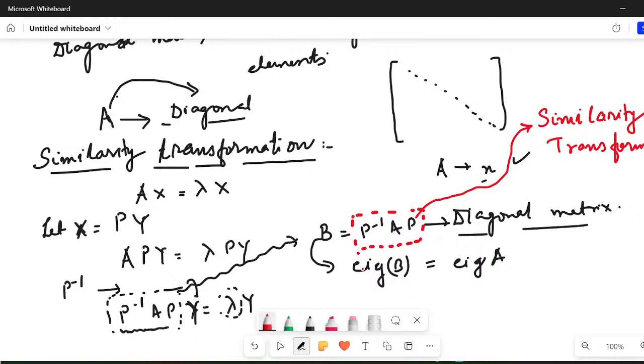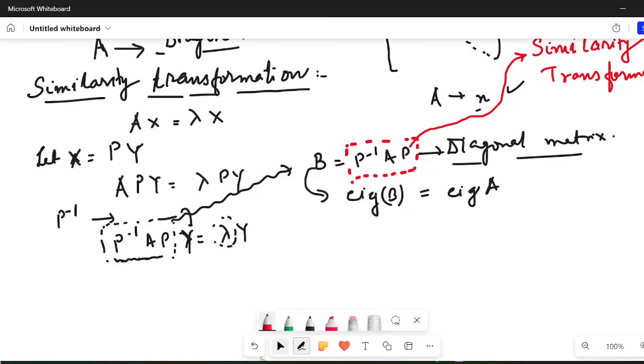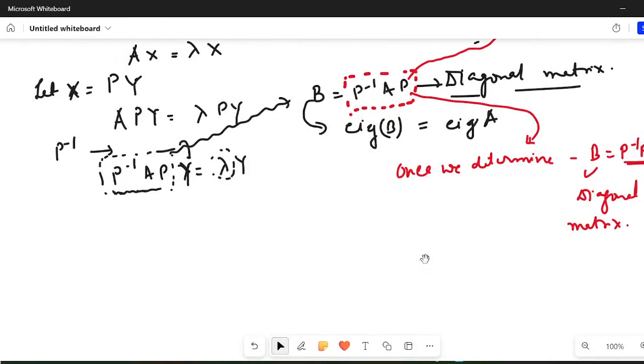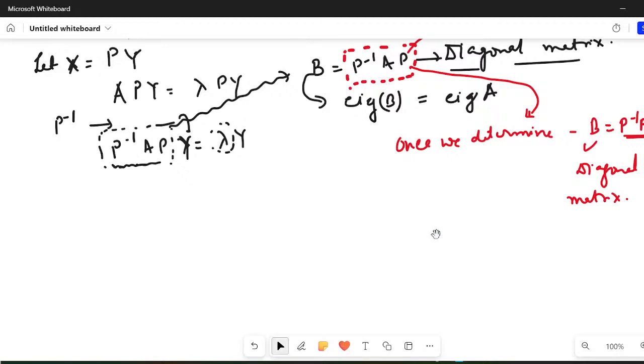So in order to diagonalize a matrix, all we need to determine is this matrix P. Once we determine this matrix P, we can always find B, which equals P inverse AP and is a diagonal matrix. And as you know, in a diagonal matrix, all the eigenvalues lie on the diagonal, as the diagonal entries.